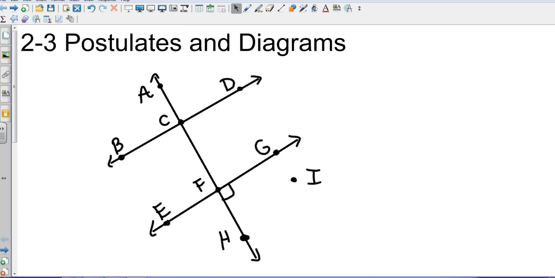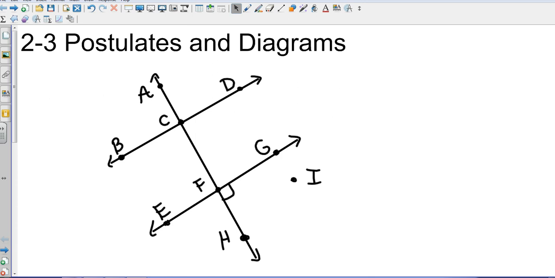We have some right angles on there, so we have some things that are perpendicular. We have some vertical angles, so some things that are congruent. We have rays. Ray CA and ray CH are opposite rays. Ray CD and CB are opposite rays. FG and FE are opposite rays. So many things. And each time we make one of these statements, basically all we're doing is identifying a postulate.